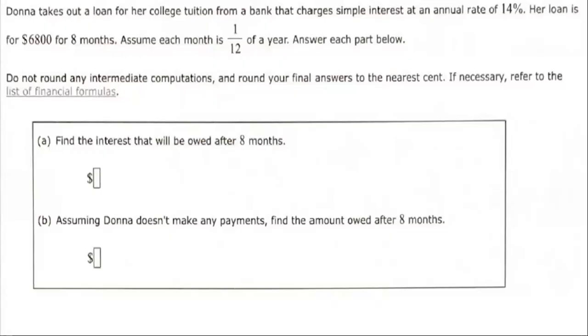All right, it says here Donna takes out a loan for her college tuition from a bank that charges simple interest at a rate of 14%. Her loan is $6,800 for 8 months. Assume each month is 1/12 of a year. Do not run any intermediate computations and round your final answer to the nearest cents. A, find the interest that will be owed after 8 months. And B, assuming Donna doesn't make any payments, find the amount owed after 8 months.